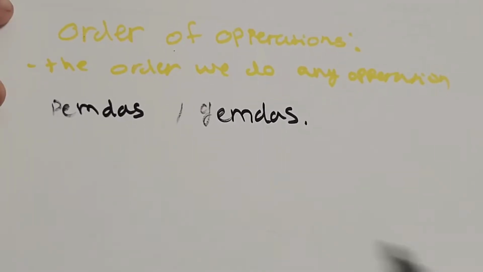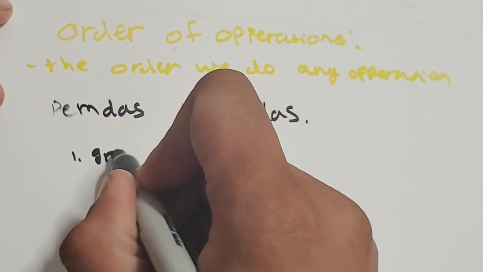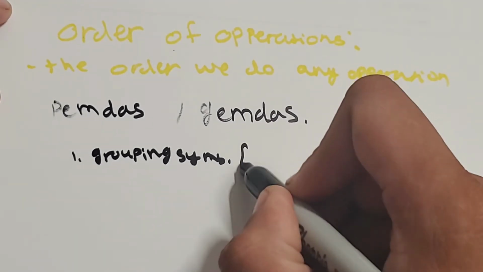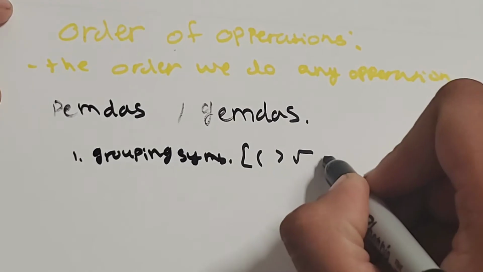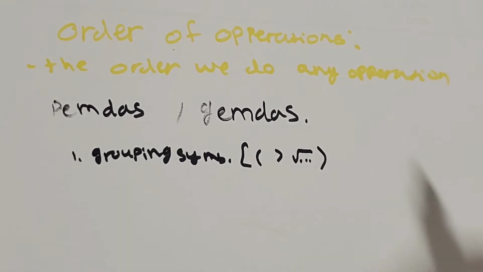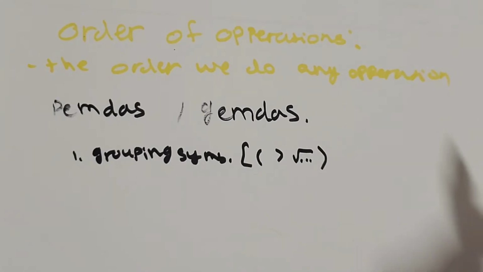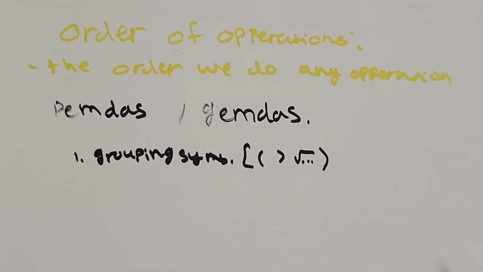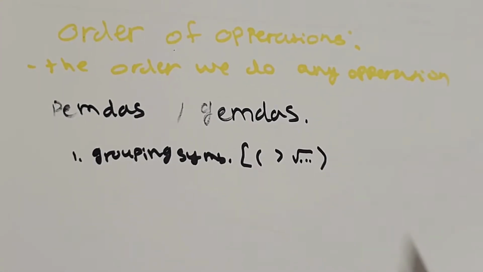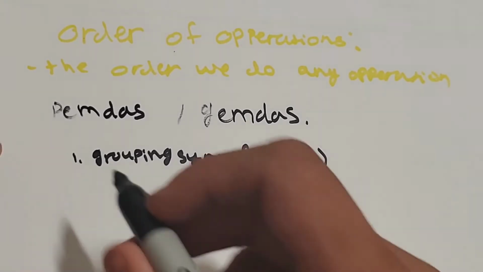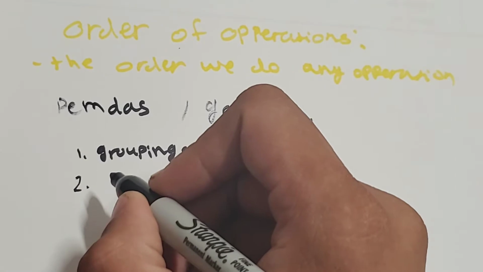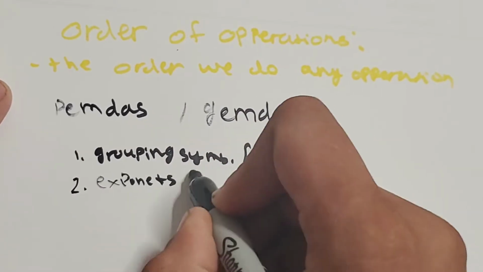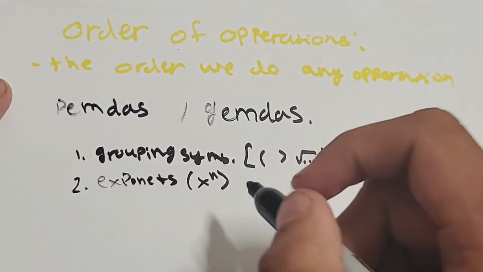So we always go grouping symbols first. That's typically parentheses, radicals, brackets, any sort of grouping symbol, anything that groups expressions together. We always evaluate that first and simplify it down as much as possible. Then we have exponents, which is always a small raised number.